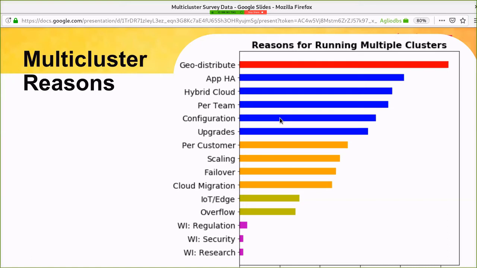Yeah, and you notice per customer was slightly less popular than per team. I wouldn't read a whole lot into that, because part of it is people's comprehension of the question. I'm trying to remember what the configuration option meant here. Me too. The actual text of the question. Okay, different top level configurations.